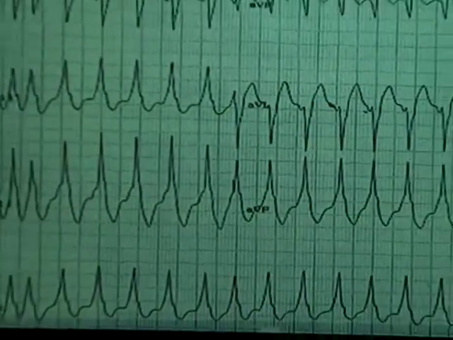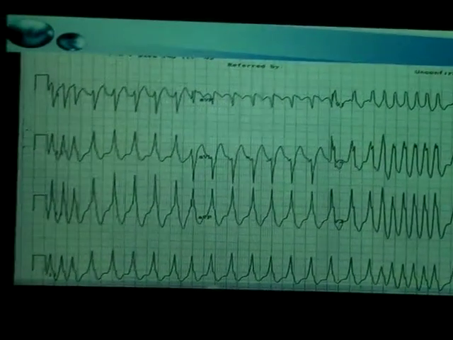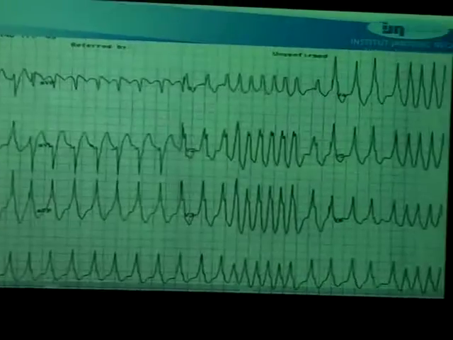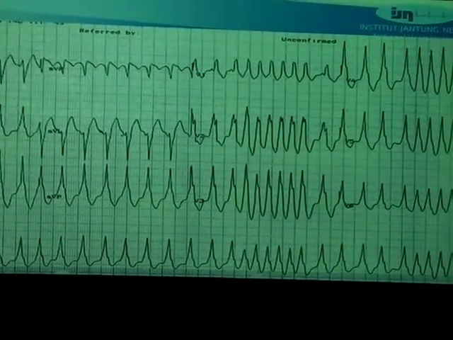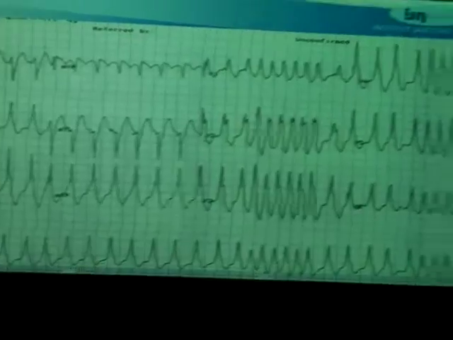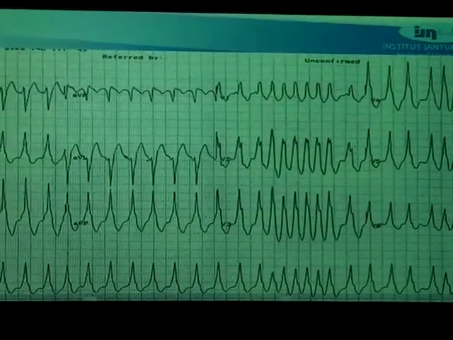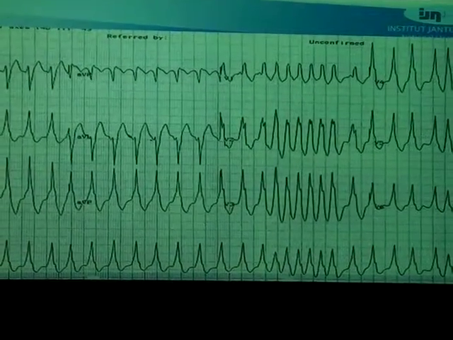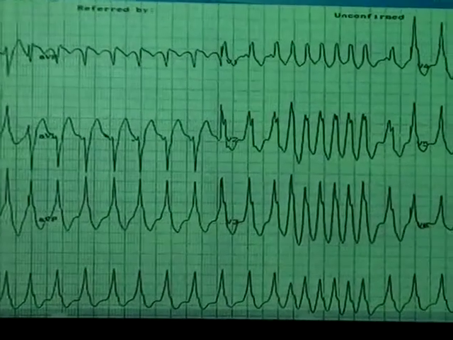What about this one? A bit simpler. It looks irregular. How many of you think this is a VT? Show of hand. One or two. How many of you think this is not a VT, excluding Dr. Koh?